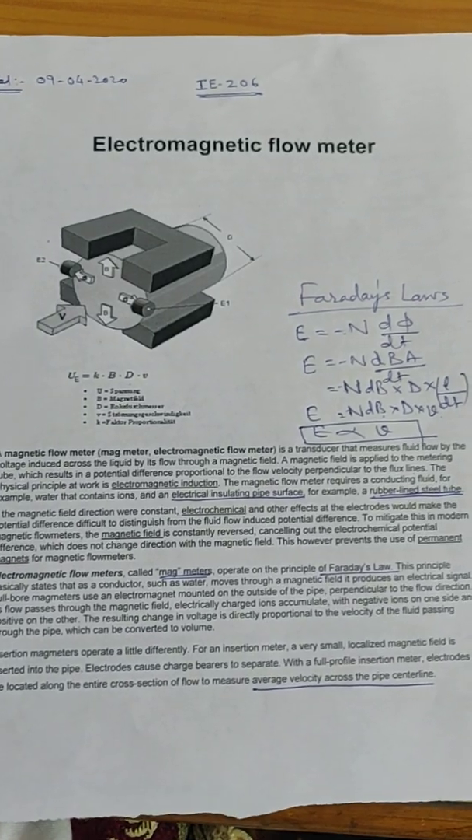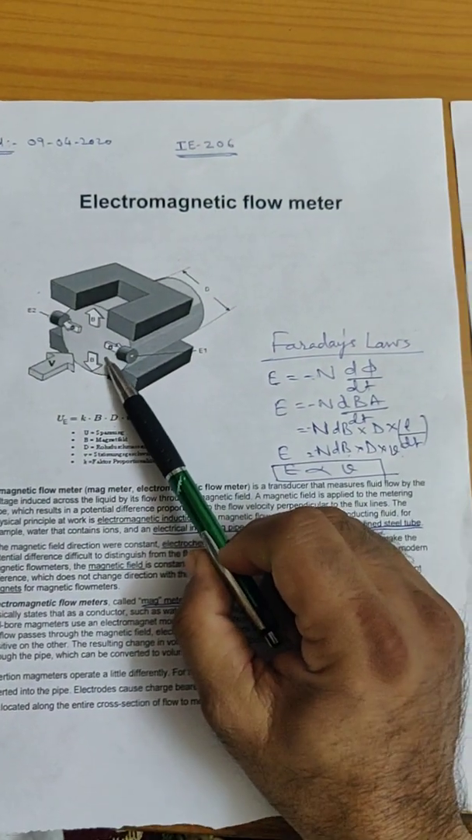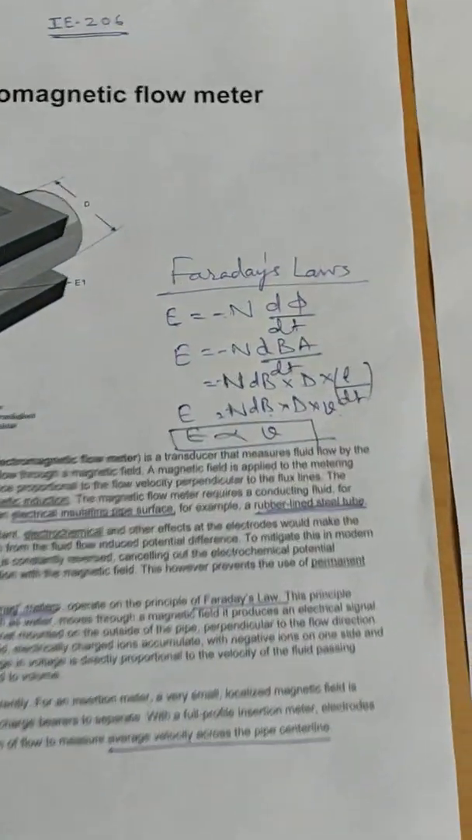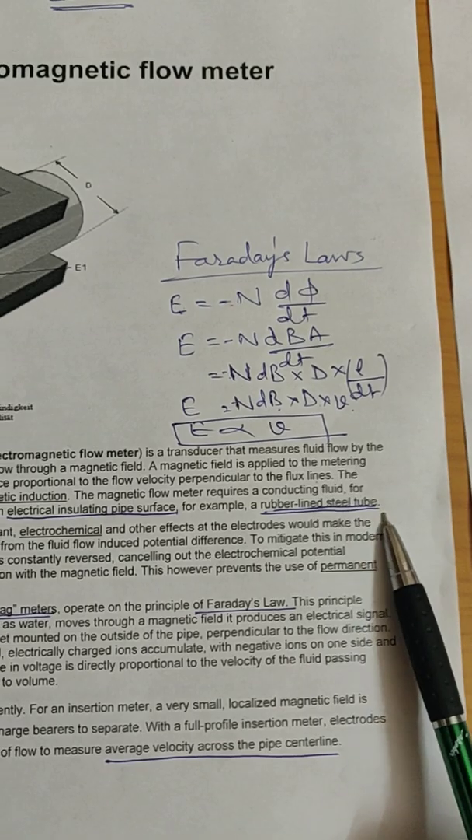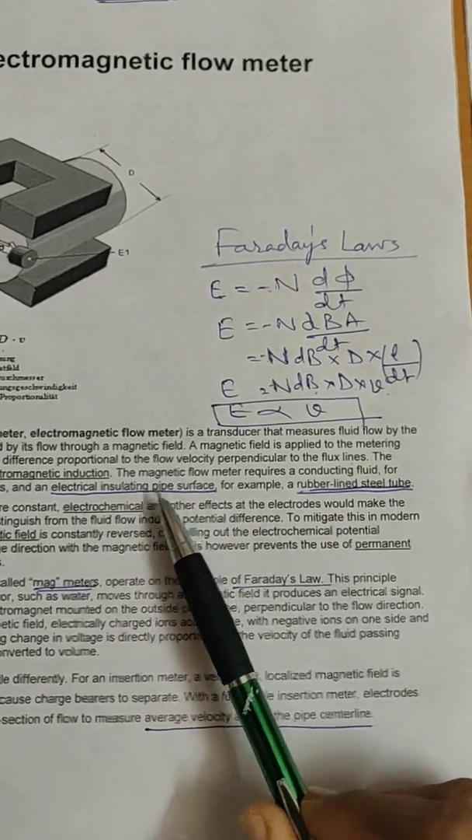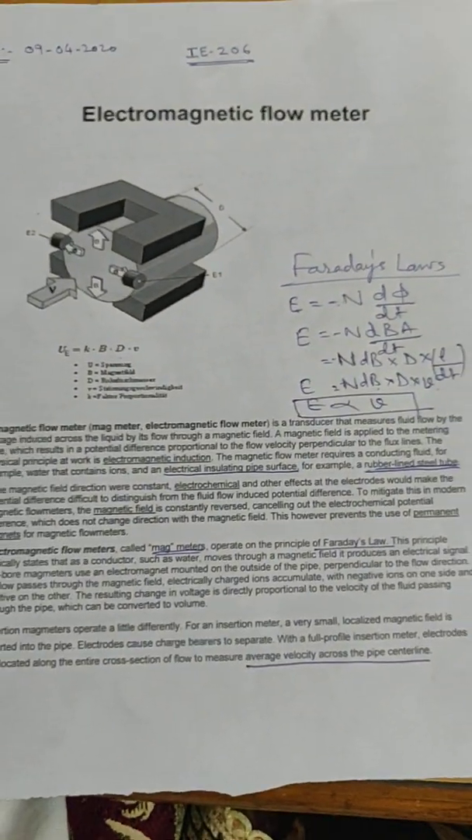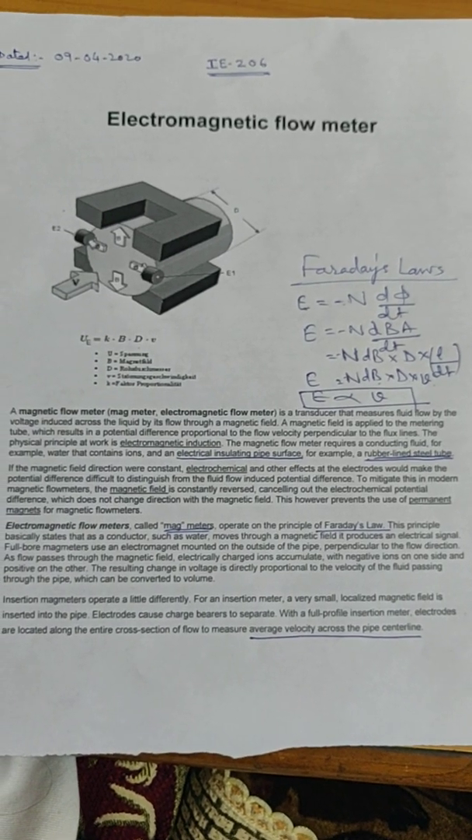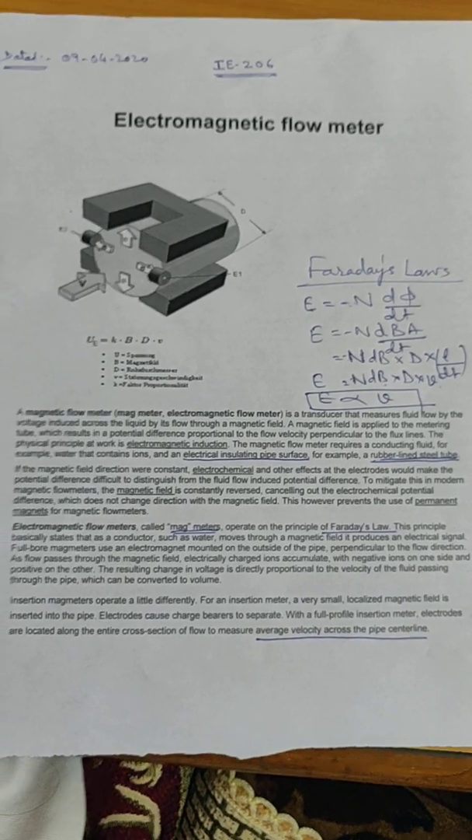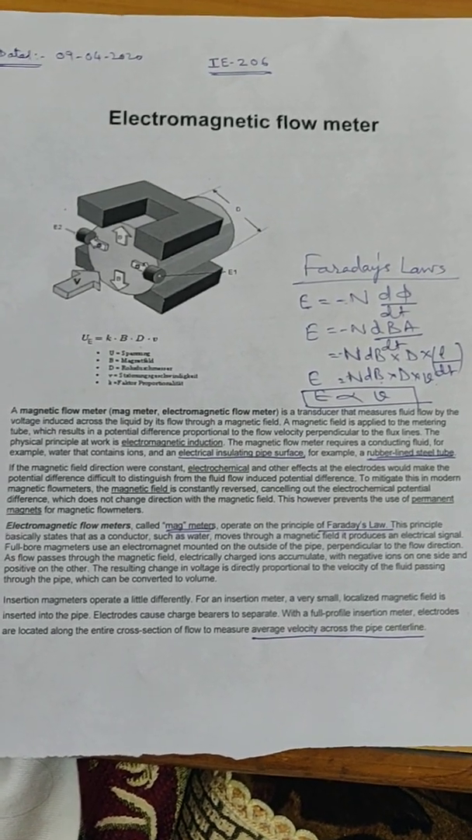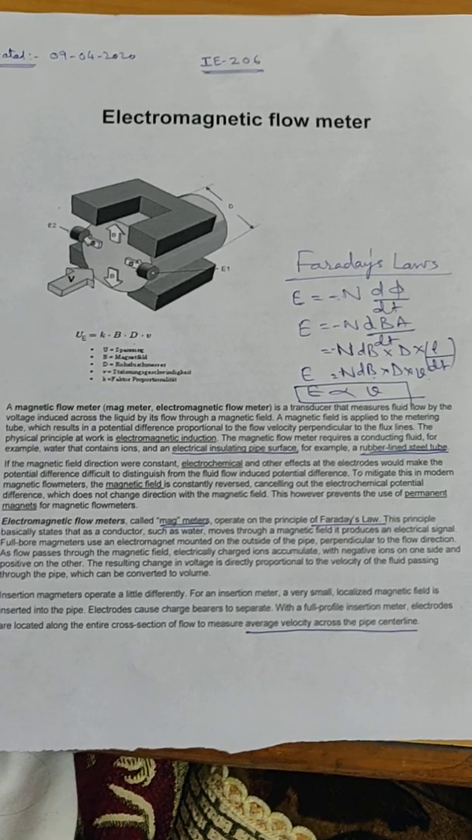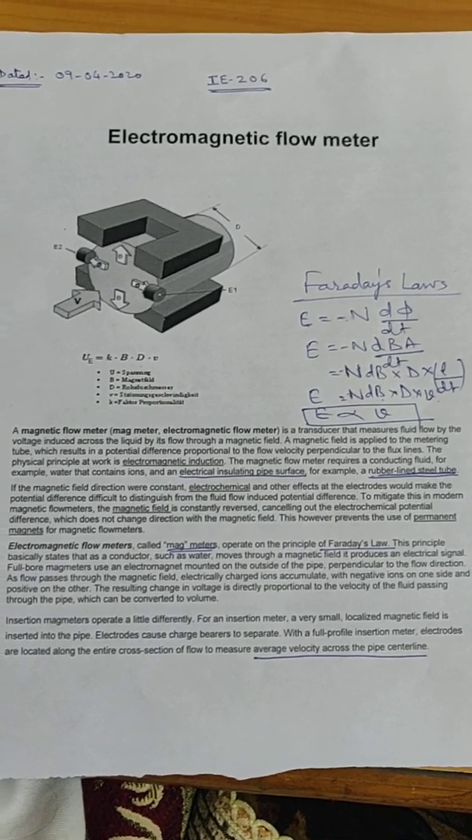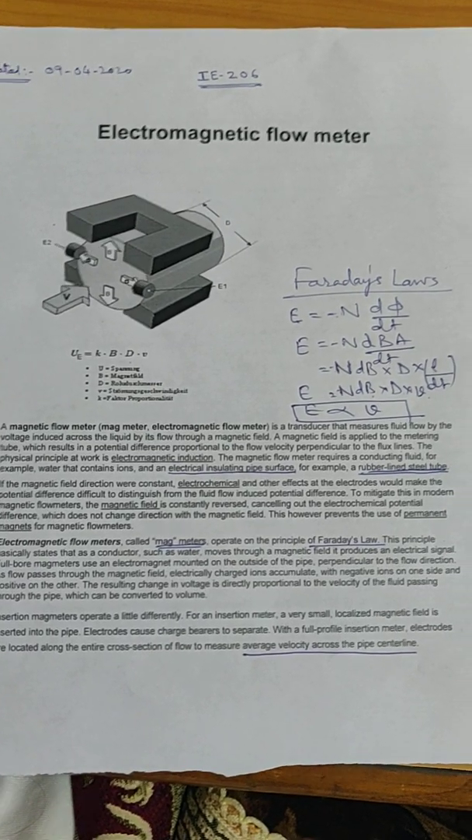And in this flow meter, the pipeline should be insulated, or a rubber lined steel tube is used, or an electrically insulated pipe surface is used. One more condition is also required: the flowing liquid must be conducting in nature, meaning it should behave like a conductor. Only then can it be used for measurement of flow by using the electromagnetic flow meter.